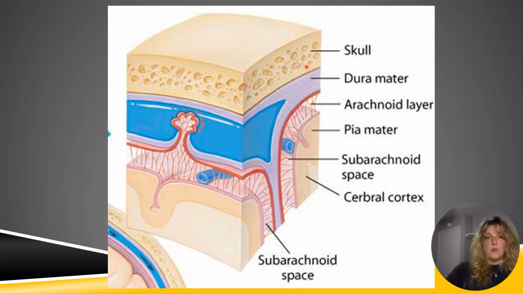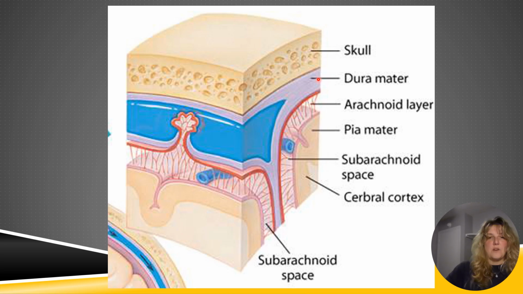So you have the skull, and then you have the dura. Now, if it's between the skull and the dura, and it's sitting on top of the dura, what do you think it's called? It's called the epidura. So if you have an epidural bleed, then you have a bleed that's occurring in the space between the skull and the dura mater, so it's epidural.